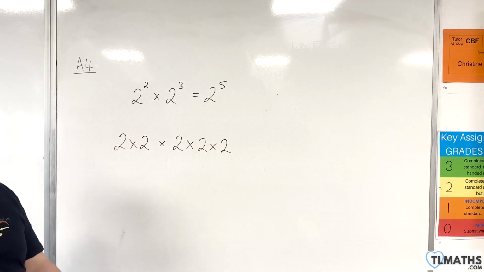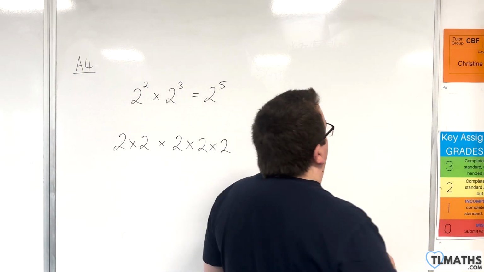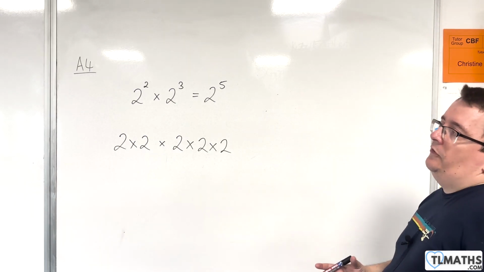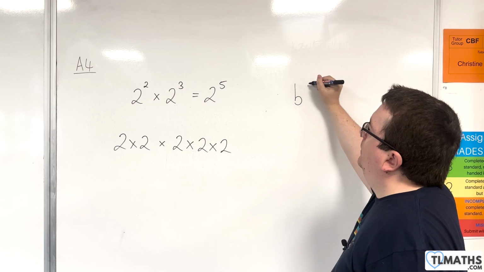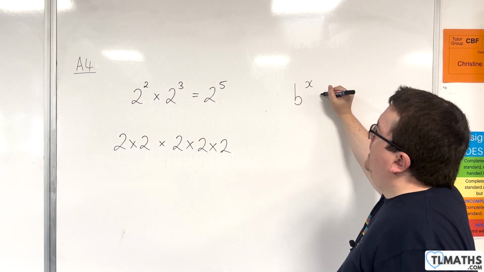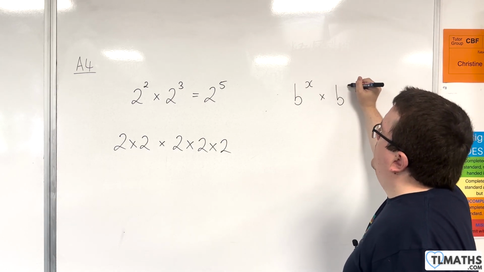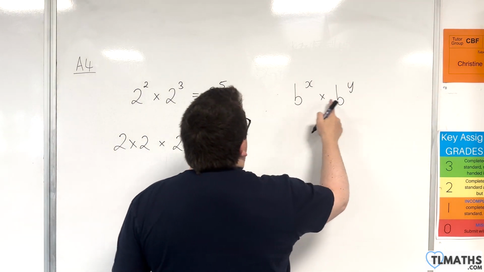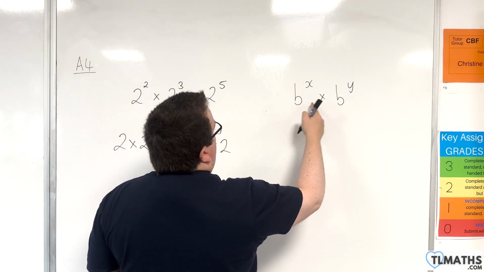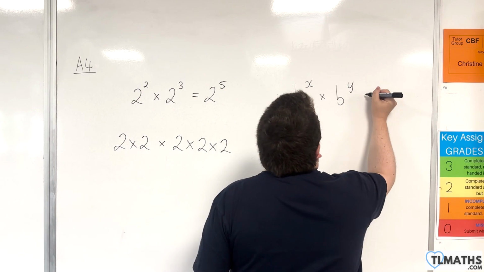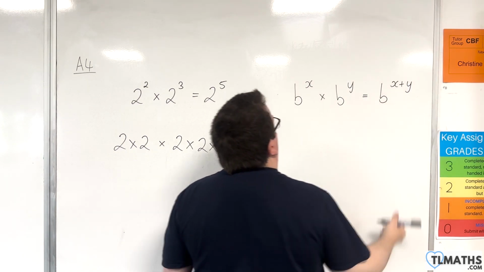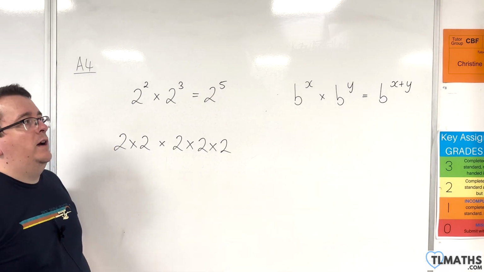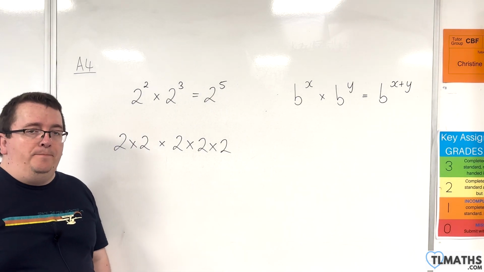And what we then did was we generalized that to say, well, if we've got b, so some number to the power of x, and we multiply that by some number to the power of y, as long as these two numbers are the same, then I can add the indices. So b to the x times b to the y was b to the x plus y.